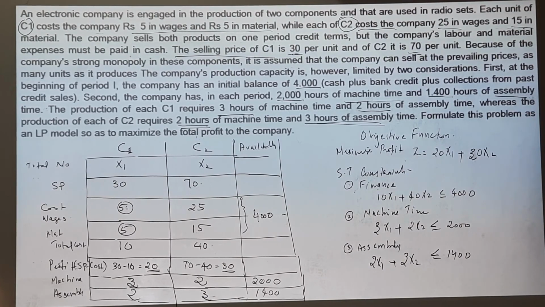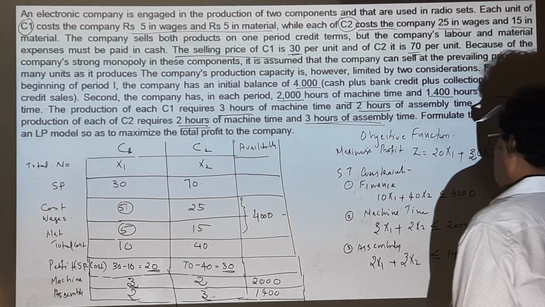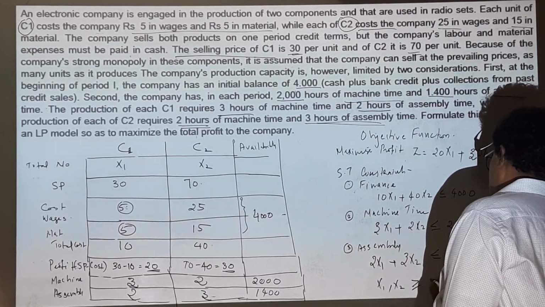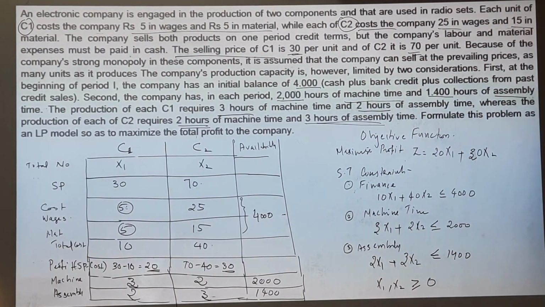And finally, there is a non-negative constraint. x1, x2 should be greater than or equal to 0. So this is the formulation for that.